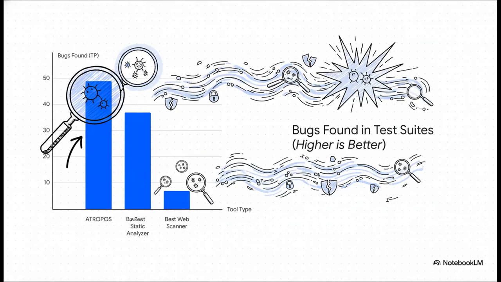Let's just look at the scoreboard, because the numbers really do speak for themselves. On a bunch of test applications that are known to be buggy, Atropos found 49 bugs. The next best tool, which just reads the code without running it, found 37. And the best of the traditional web scanners? It only found 7. This isn't just a little better. It's a completely different league.